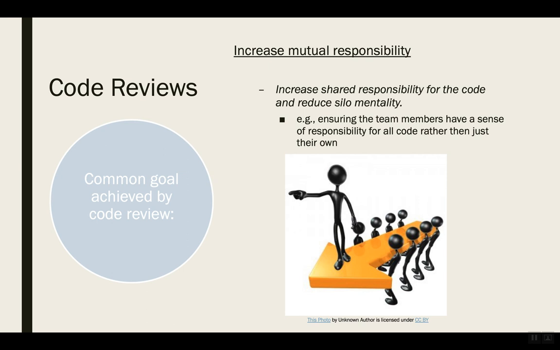The next goal is to increase mutual responsibility. This is an important one from a team mentality and morale perspective. The goal may be accomplished by attending to the other goals, and perhaps the action items that result are not code changes, but process changes. The goal is important for self-organizing agile teams, but really benefits any software development team. One example would be ensuring the team members have a sense of responsibility for all the code rather than just their own.